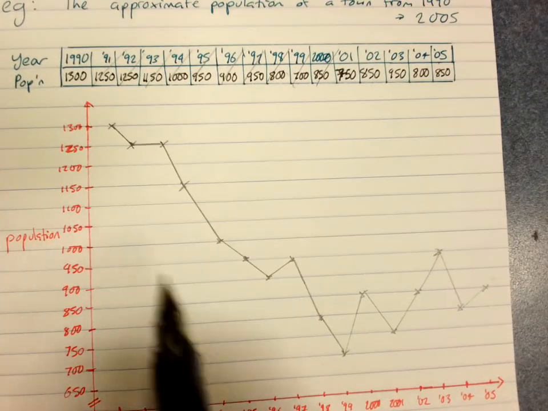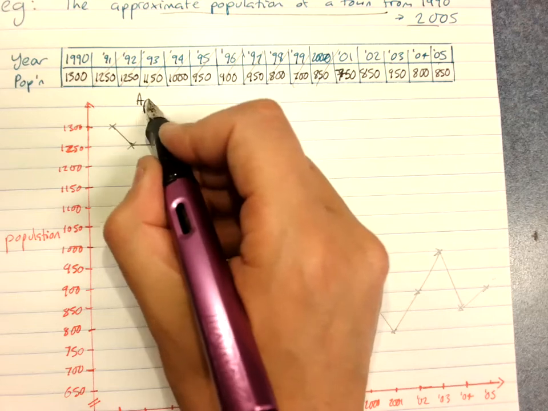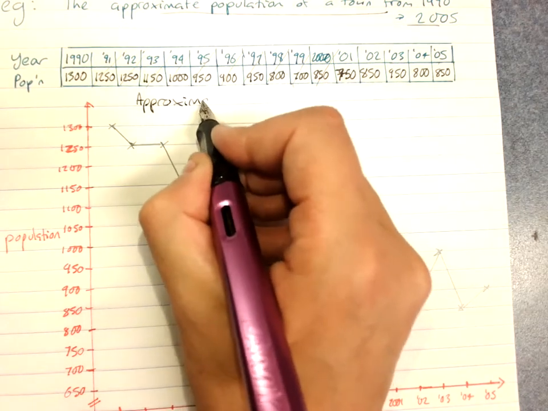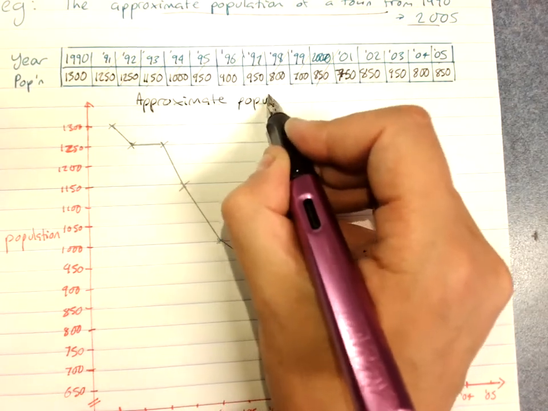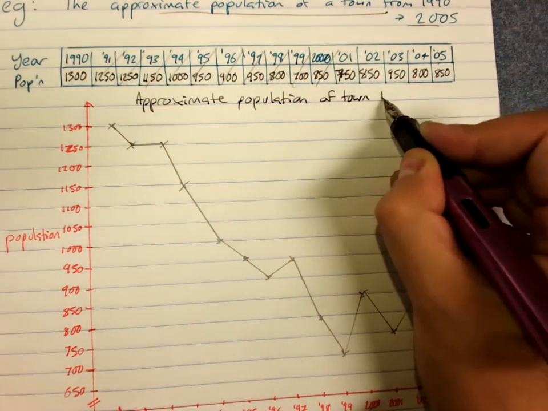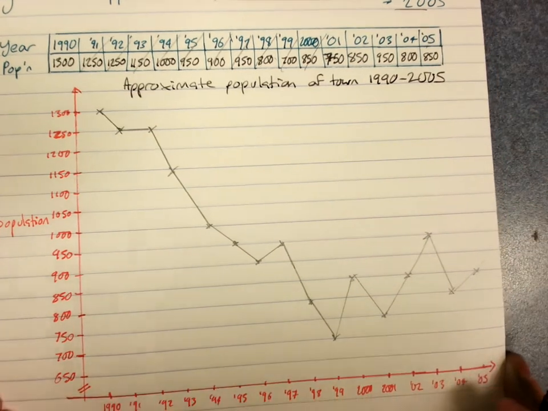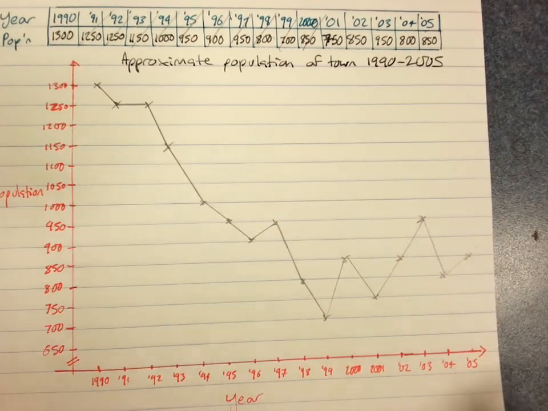And we give it a title, and it pretty much comes from the description. And that is a graph of time series data.